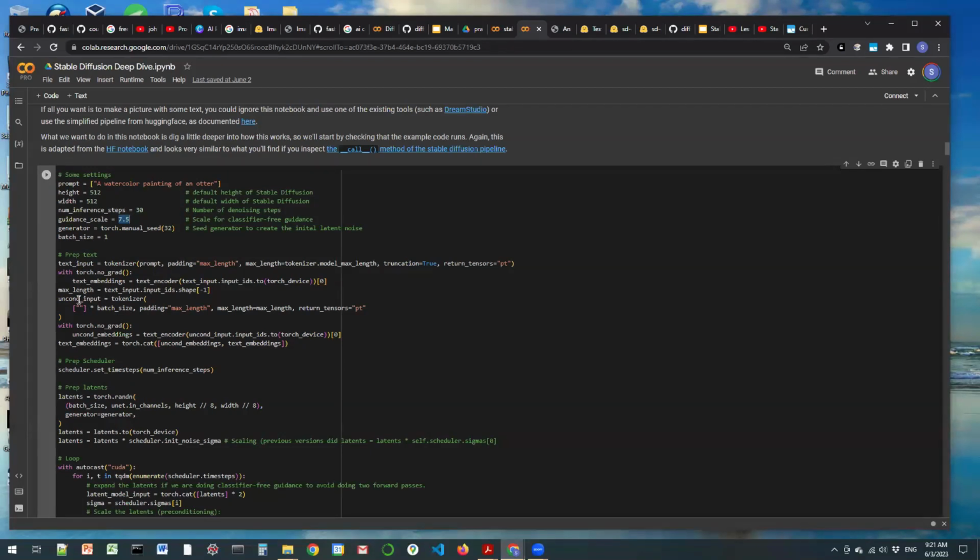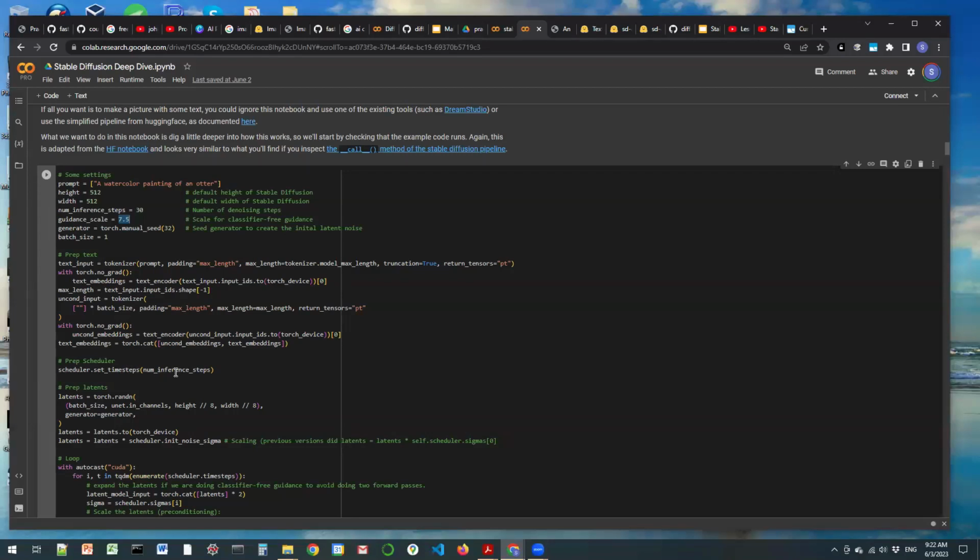Then there is this unconditional input as we saw, because that's what allows us to then combine it using the classifier guidance. Remember that guidance is used to determine the scale by which the unconditional input and the textual input are subtracted. The values coming out of the unit are subtracted and then added to the unconditional input. We'll see that code in a minute again. And then you get the unconditional embeddings. You do the text embeddings. You concatenate the two.